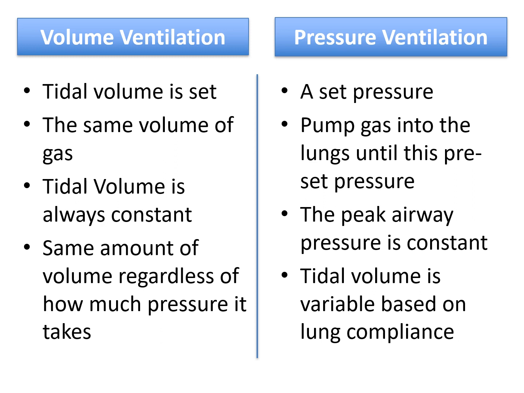In pressure ventilation, a set pressure is prescribed, and the ventilator will pump gas into the lungs until the preset pressure is attained. The peak airway pressure is constant, but the tidal volume is going to be variable, based on the patient's lung compliance or resistance.